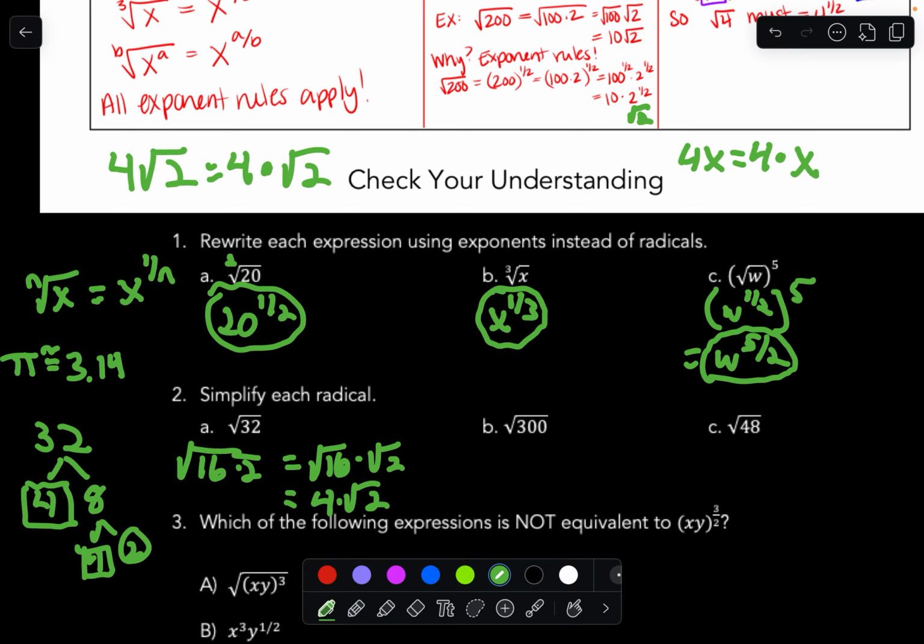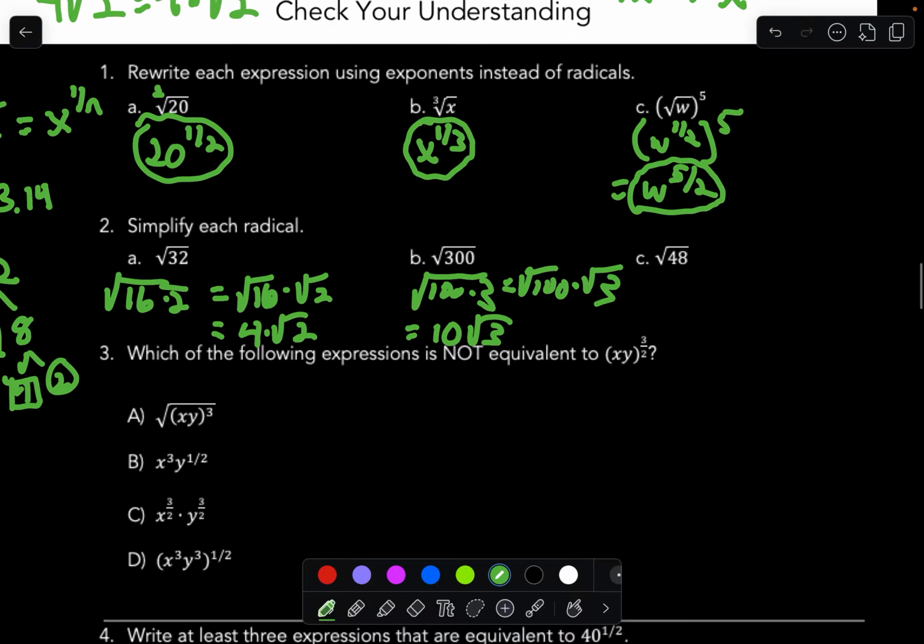All right, 300. The perfect square that goes into 300 is 100 times 3. So it's the square root of 100 times 3, which is the square root of 100 times the square root of 3, which is 10 square roots of 3, or 10 times the square root of 3.